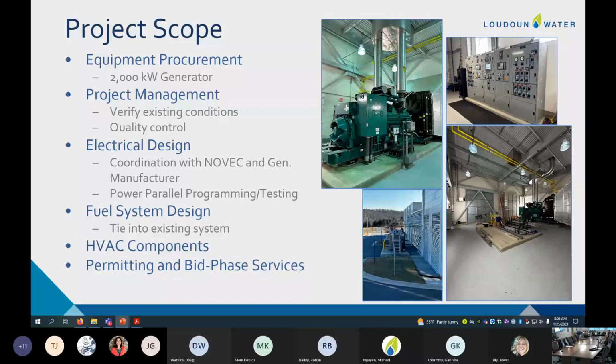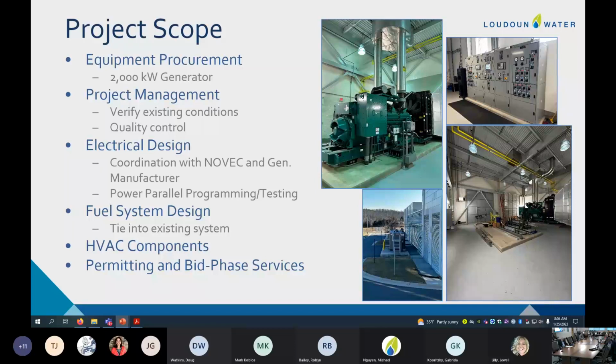HVAC components, there's a large louver. There's two large louvers, and you can see them in this picture in the back. There's a large louver that needs to be installed. There's an existing equipment pad where the new generator is going to go, and there's a plenum and a transition duct that needs to be installed as well. So there's several HVAC components that not only need to be sized and coordinated, but there's programming associated with that, which is a third-party program, which is Johnson Controls. So some tight coordination with that is also necessary.